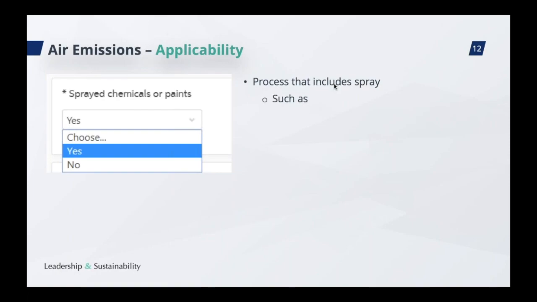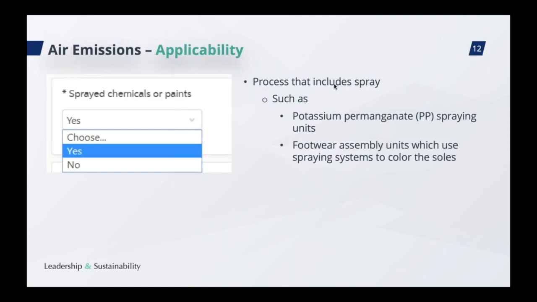Here are a few examples: potassium permanganate spraying units, footwear assembly units which use spraying systems to color the soles, softening spraying units in socks production.